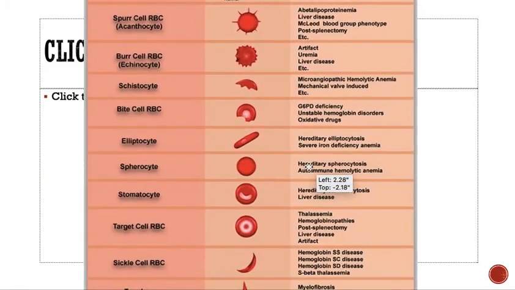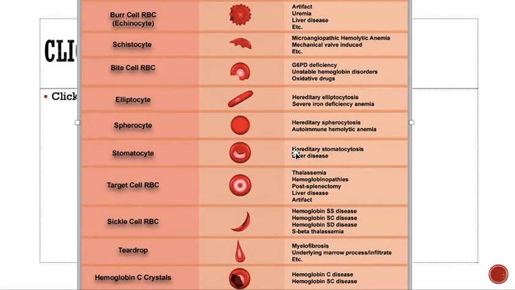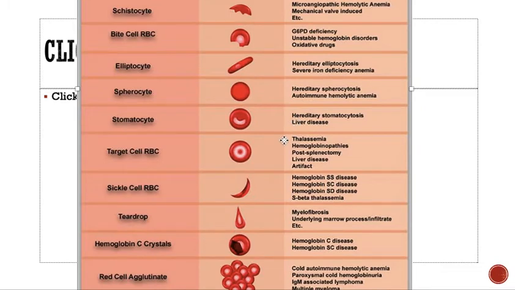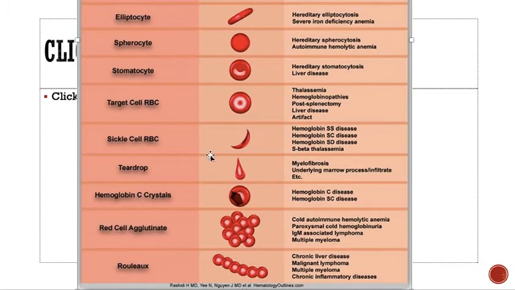We can also see target cells. Target cells, see, they appear like a target. Do you know the dart game? So they look like a target. They can be present in thalassemia, hemoglobinopathies, post-splenectomy, liver disease, and you can see the sickle-shaped cells in sickle cell disease. Then there could be teardrop cells.